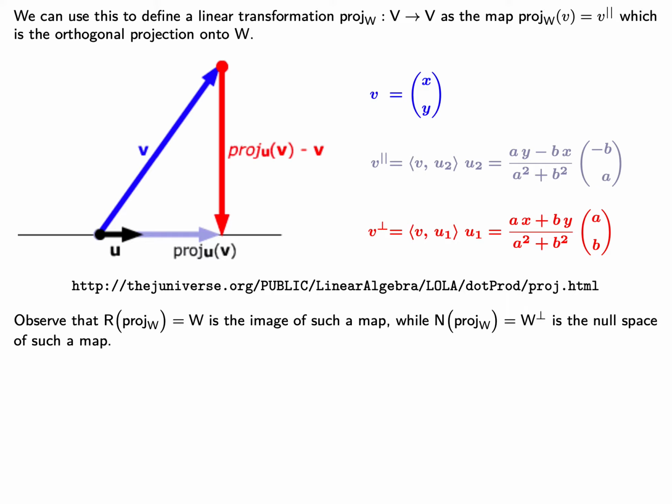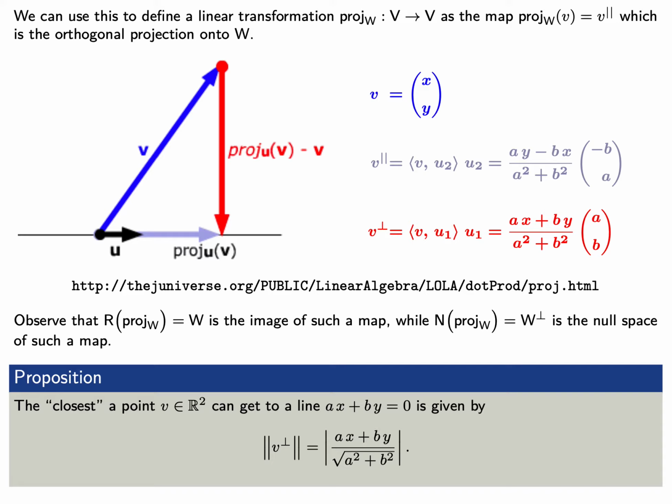So now we can see that we've actually taken the space R2 and we've deconstructed it so that we have two canonical directions. One is along the line W. This will be the image of our projection map. And the second is along the red line, W perp. This will be the null space of our map. Geometrically, you can see here that if we look at the point V, the closest that point can get to the black line at the bottom must be the length of the vector W perp. In other words, it's this well-known expression that you see here on the screen.